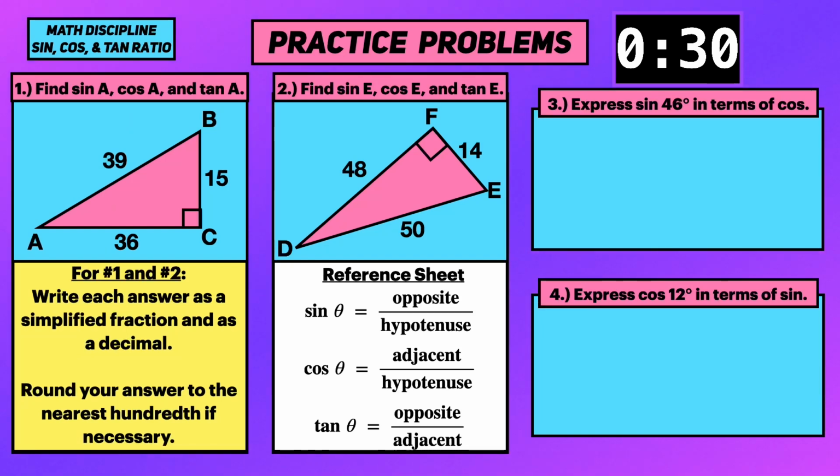Okay, now it's time to practice what you just learned. You'll need a paper, a pencil or a pen, and a calculator is recommended. You have 30 seconds to complete 4 practice problems. If you need additional time, just pause the video. Use the reference sheet to help you remember sine, cosine, and tangent. For problems number 1 and 2, you should write your answers as a simplified fraction and as a decimal. Round your decimals to the nearest hundredth if necessary. You may begin.